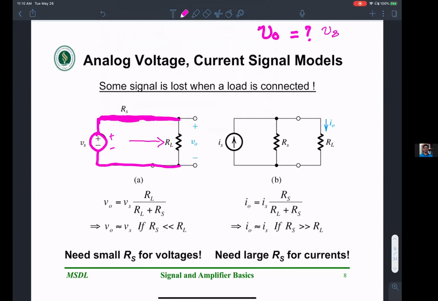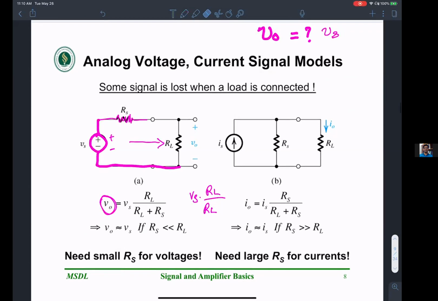But in the real world, there is no such thing as a perfect source. Sources typically have some kind of resistance associated with them. Because of source resistance, when we use the voltage division method, the output voltage is Vs times RL over RL plus RS. So if RS goes down to zero, the limiting case becomes V output the same as Vs, because RL cancels.